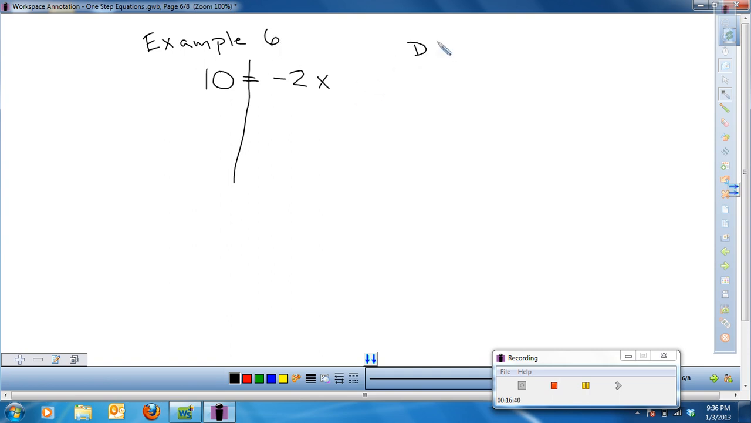So I'm going to set up my chart, and I'm going to say, okay, what's happening to x? Well, x is being multiplied by -2. So I'm going to say multiply by -2. Remember, we keep our sign in front. How do I undo multiply by -2? Well, I know that multiplication and division are used to undo each other, so I'm going to divide by -2. Go ahead and do that now. I'm going to divide by 2, divide by 2.